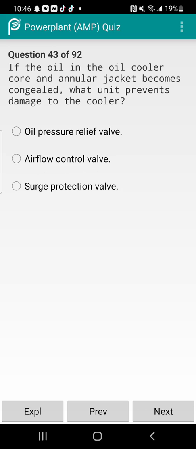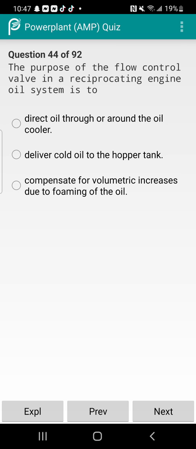If the oil in an oil cooler core and annular jacket becomes clogged, what unit prevents damage to the cooler? Surge protection valve.